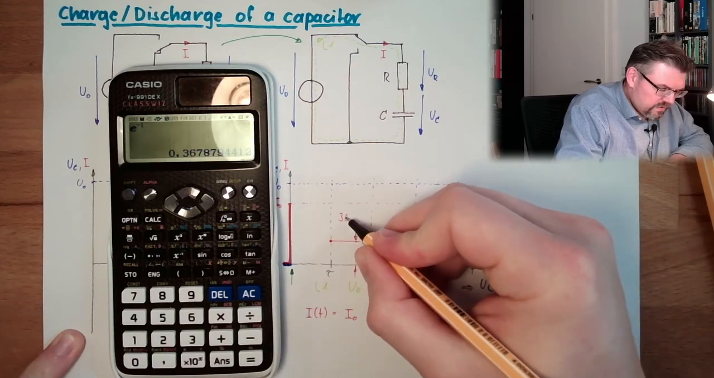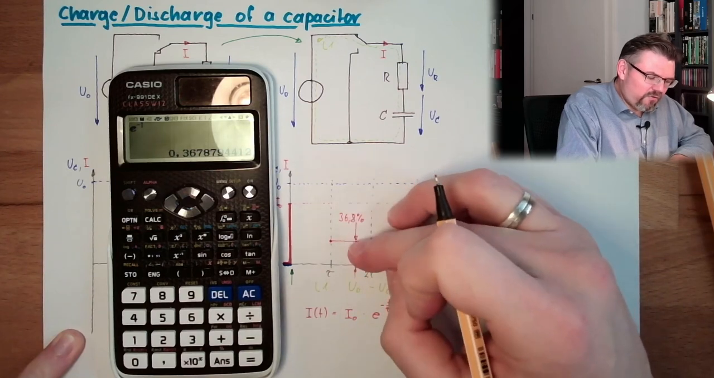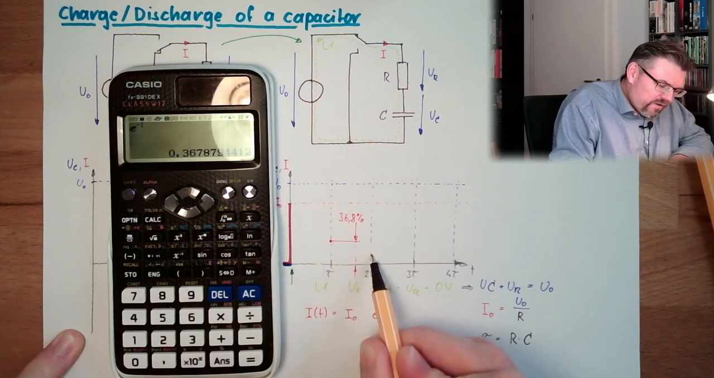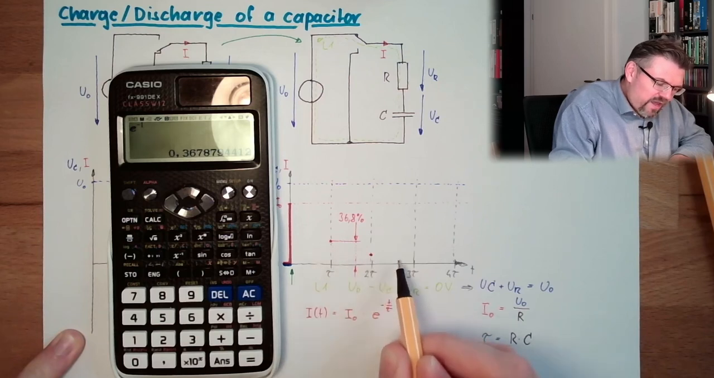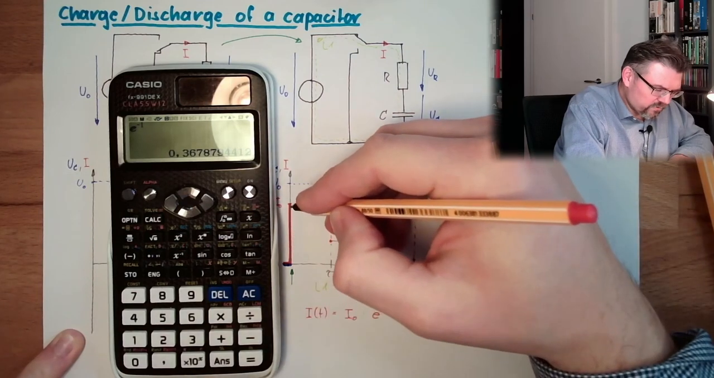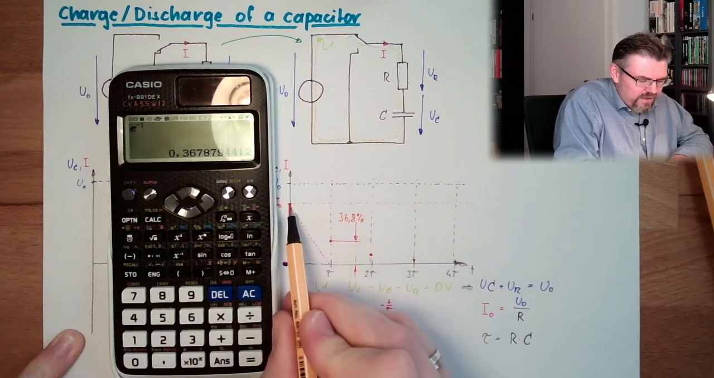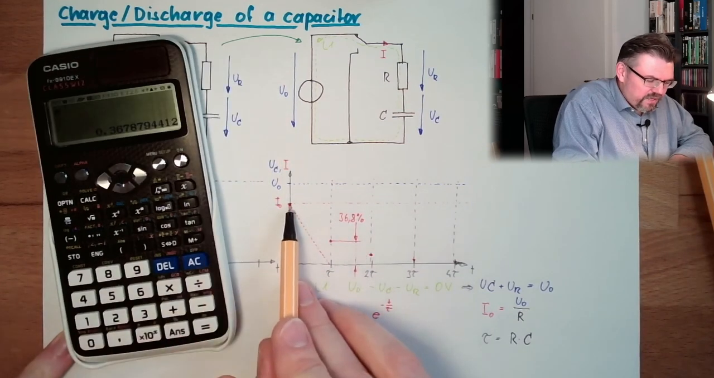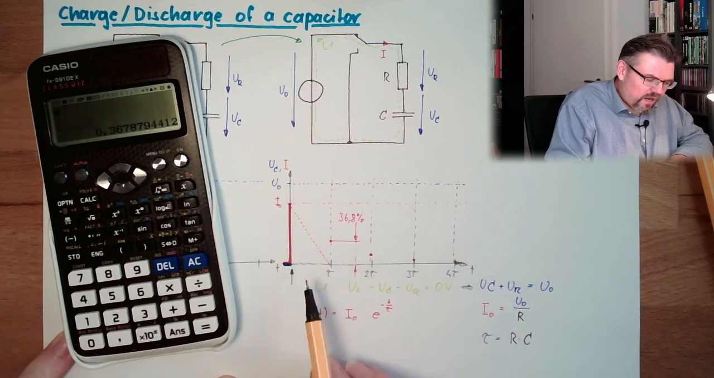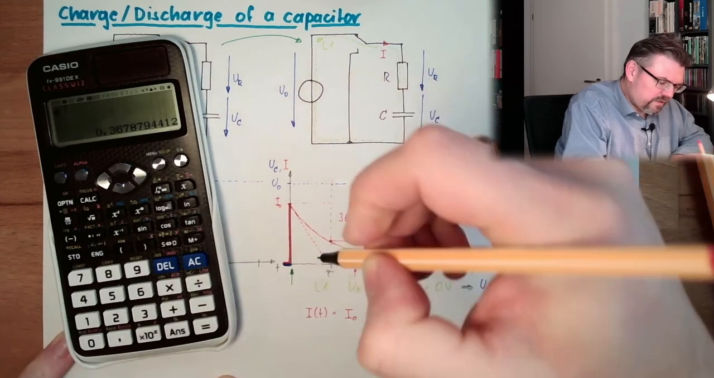These are 36.8%. So, see, almost 62% are already gone. And here I would again have only 36.8%, but from the discharge. So every tau, I have only 36.8%. And what I also can tell you is that at the beginning we will have a steepness which looks exactly like that. If I make a connection between the I0, the beginning, and where it will go in the end, to 0, 1 tau is exactly the steepness at the beginning.